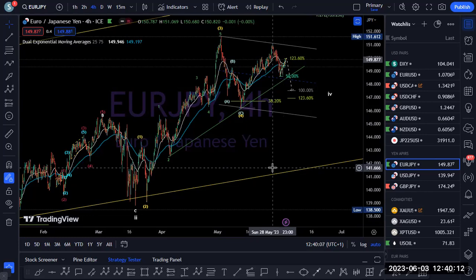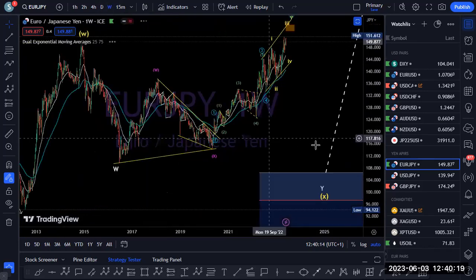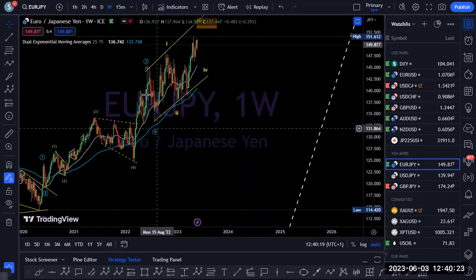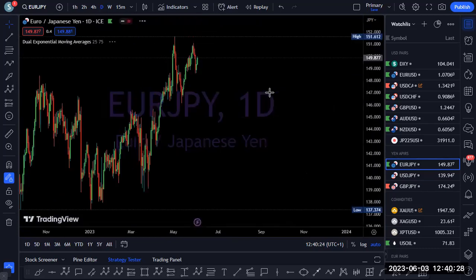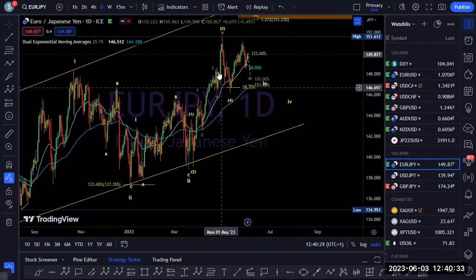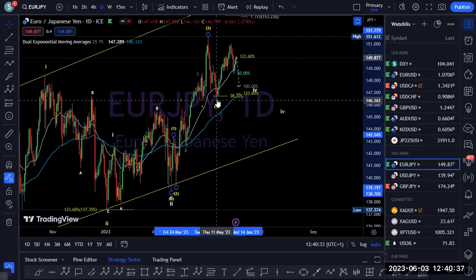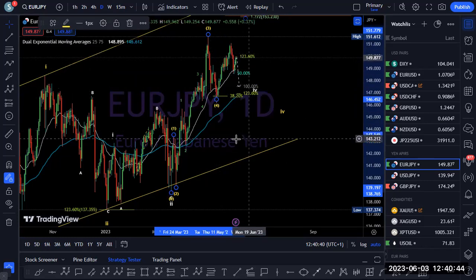Sorry for the break. USDJPY, let's check weekly or daily. Nothing much to show on weekly, but it seems it is making an ending diagonal. Let's go to daily. On the daily chart, this work is either completed or it will make a running flat before buying again.